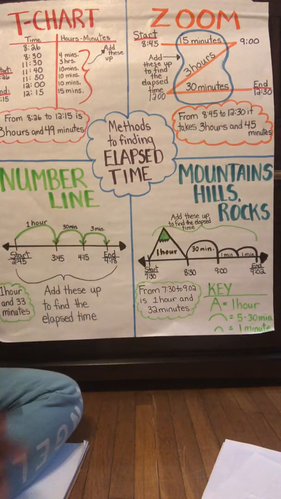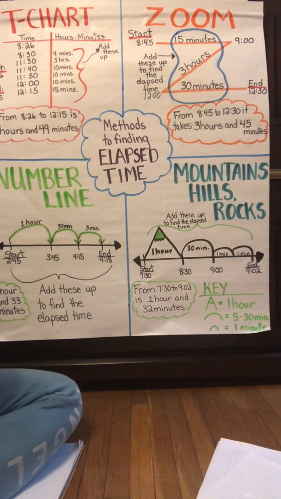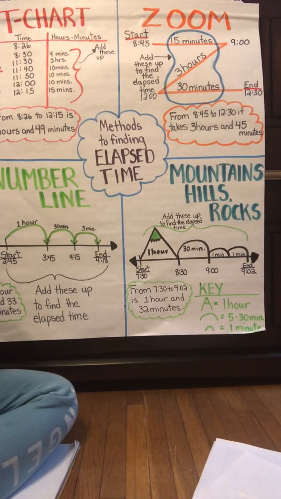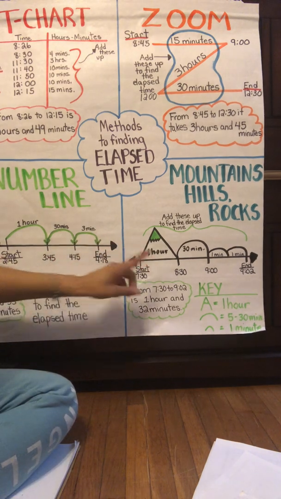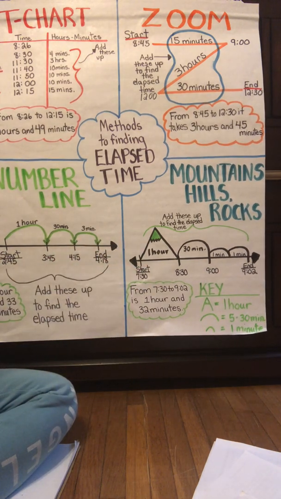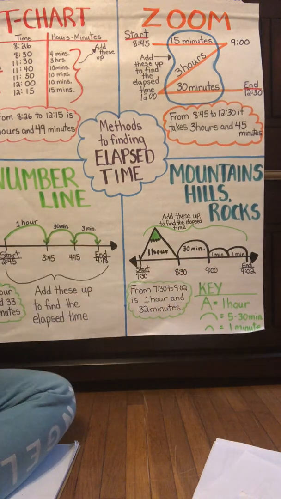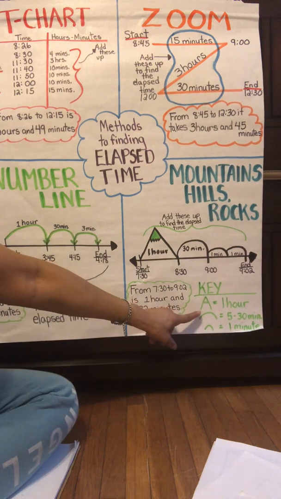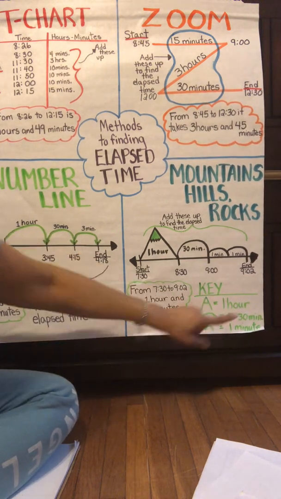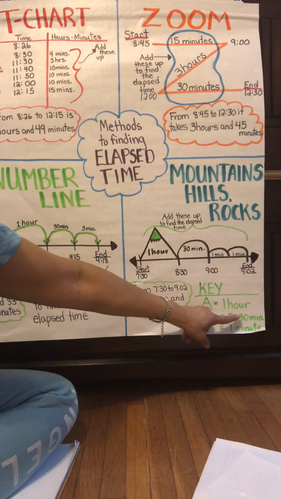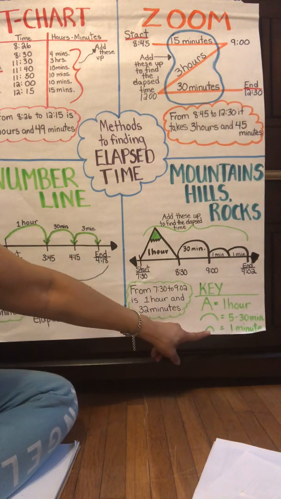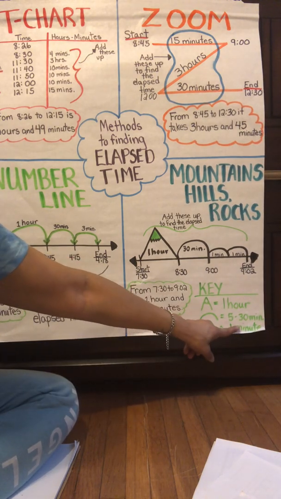And here's the one I've talked to you before about what Mrs. O'Neill had posted on a poster, and I sent it to you through Remind app. Again, mountains represent hours, hills represent 5 to 30-minute intervals, and little rocks only represent a minute. And I wrote that down here on the key. Mountains are an hour. Hills can go from 5 to 30 minutes, and little rocks are only 1-minute intervals.